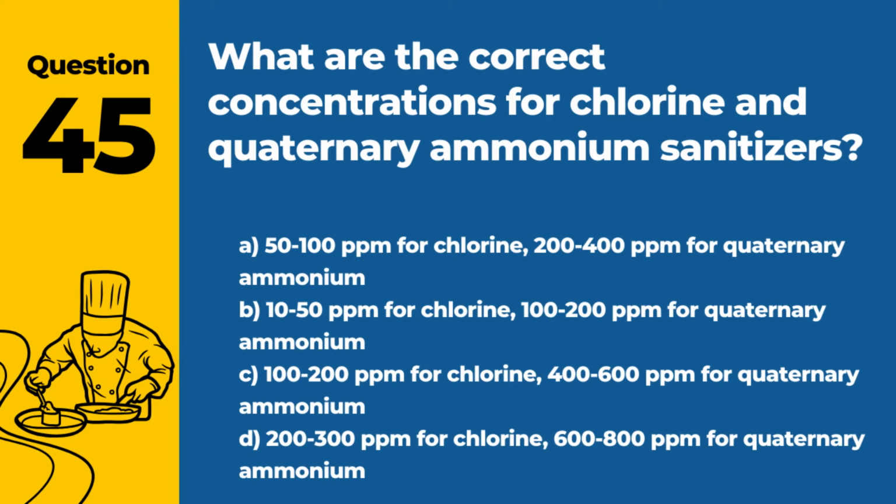Question 45. What are the correct concentrations for chlorine and quaternary ammonium sanitizers? A. 50 to 100 ppm for chlorine, 200 to 400 ppm for quaternary ammonium. B. 10 to 50 ppm for chlorine, 100 to 200 ppm for quaternary ammonium. C. 100 to 200 ppm for chlorine, 400 to 600 ppm for quaternary ammonium. D. 200 to 300 ppm for chlorine, 600 to 800 ppm for quaternary ammonium. Answer: A. 50 to 100 ppm for chlorine, 200 to 400 ppm for quaternary ammonium. The correct concentrations are 50 to 100 ppm for chlorine sanitizers and 200 to 400 ppm for quaternary ammonium sanitizers.